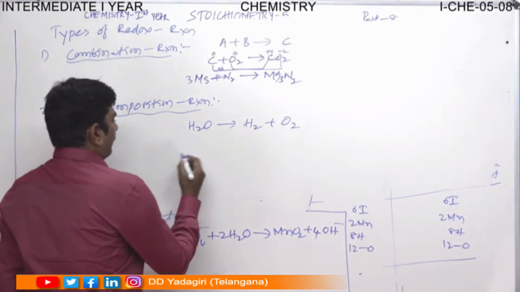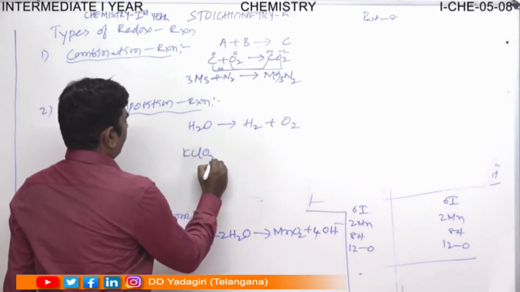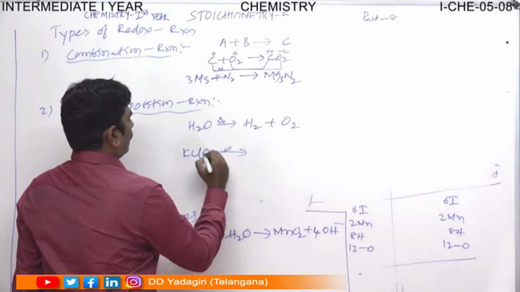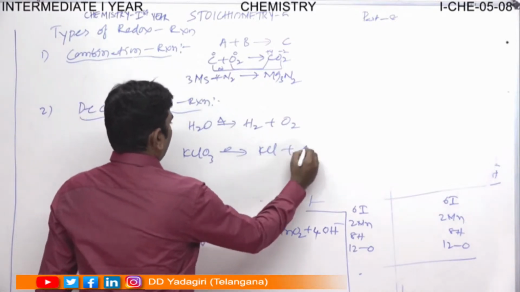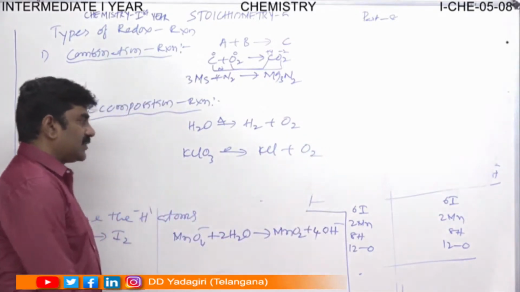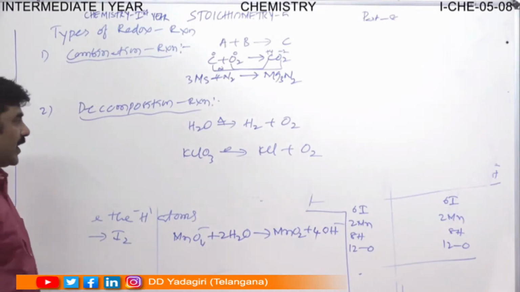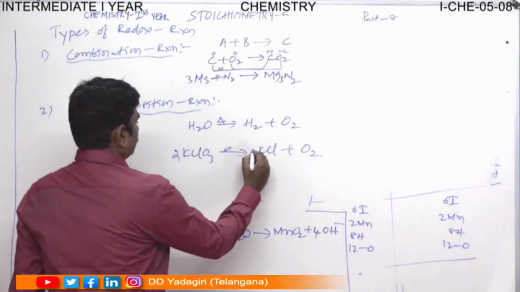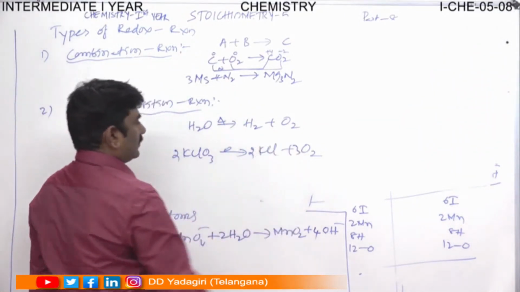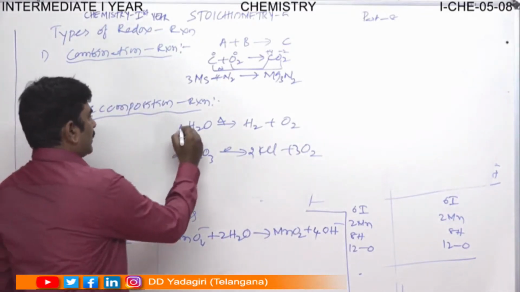Or KClO3 will give KCl plus O2. And balancing, this also needs balancing.